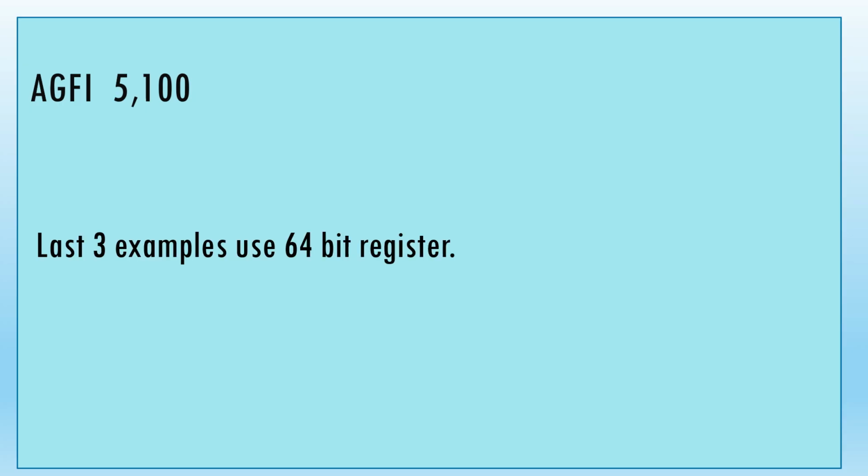Okay, we are seeing one more, AGFI 500. A stands for add, G is telling us that it is 64-bit. We are operating on a 64-bit register, but we are taking a fullword add immediate. So we are taking a value of 100 and adding it to register 5. If register 5 is already having a value of 400, it is making it 500. It is operating on a 64-bit register, but it is just taking a fullword. If you have noticed, in the last three examples we are using 64-bit registers, but remember that when we are doing an operation, we are doing it as a halfword or a fullword.